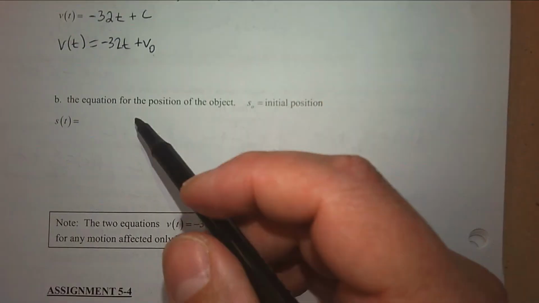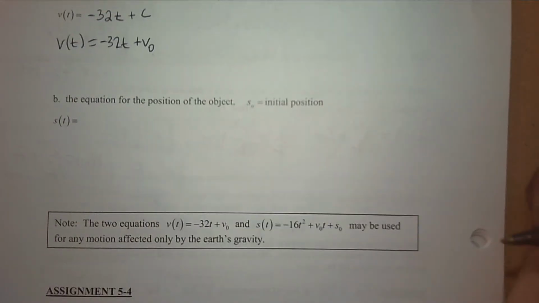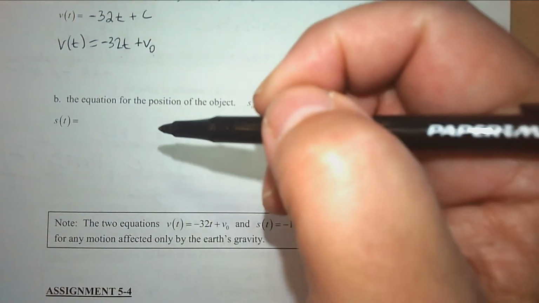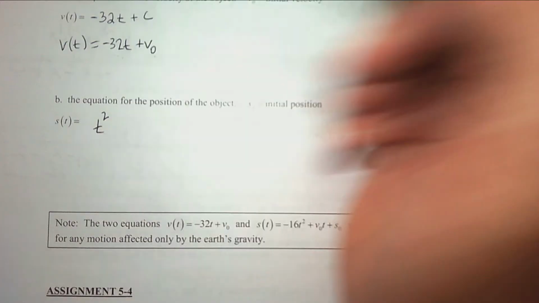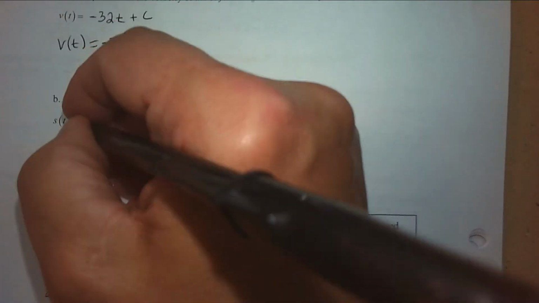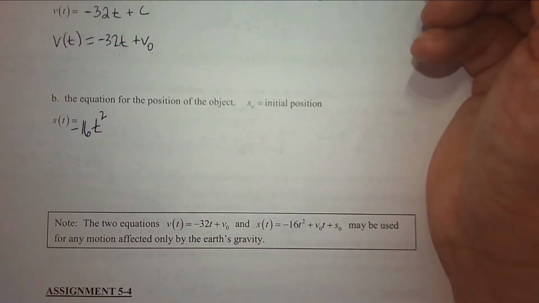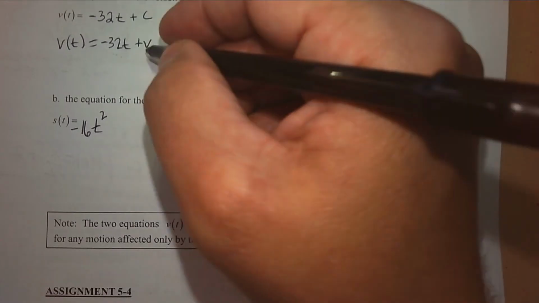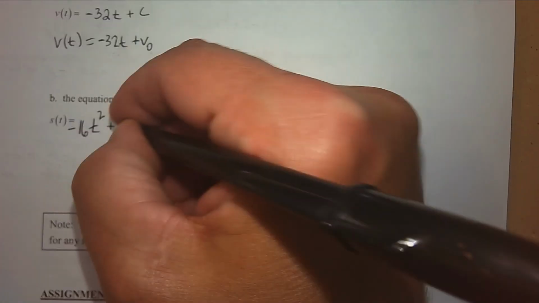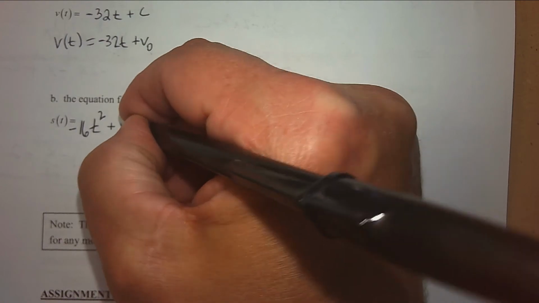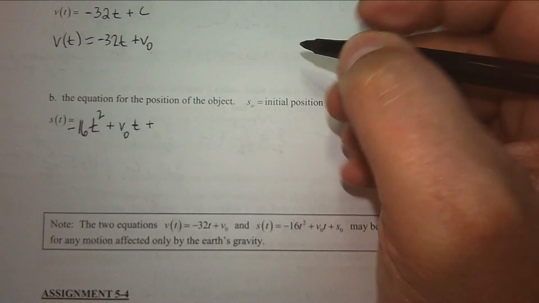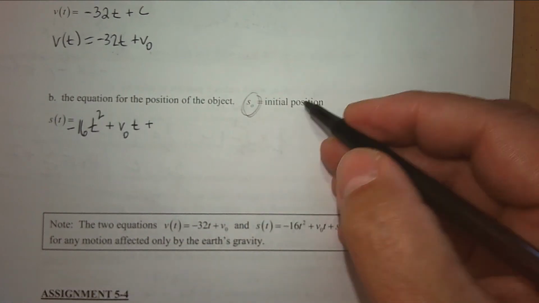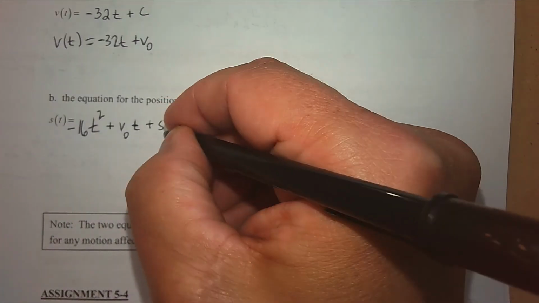How would you find the position equation? What would you do to negative 32? Add 1 to the exponent, and it's now squared. Negative 32 divided by 2 is negative 16t squared. Whatever the initial velocity is, that's a constant. What letter would be with it? T. And you have the constant, and it said the constant's going to be your initial position, which is s sub 0.